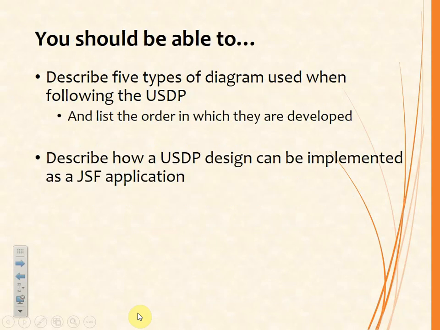By the time you've finished the work for this learning block, you should be able to describe all 5 diagram types that we use when following the USDP and list the order in which they are employed through that process. And you should be able to describe more than just regurgitating what was on the previous slide. You should be able to describe with a fair bit of confidence the way in which a USDP design can be implemented as a JSF application.